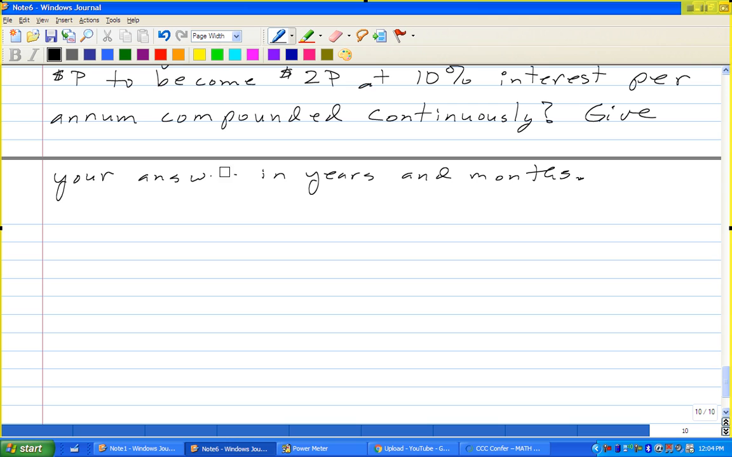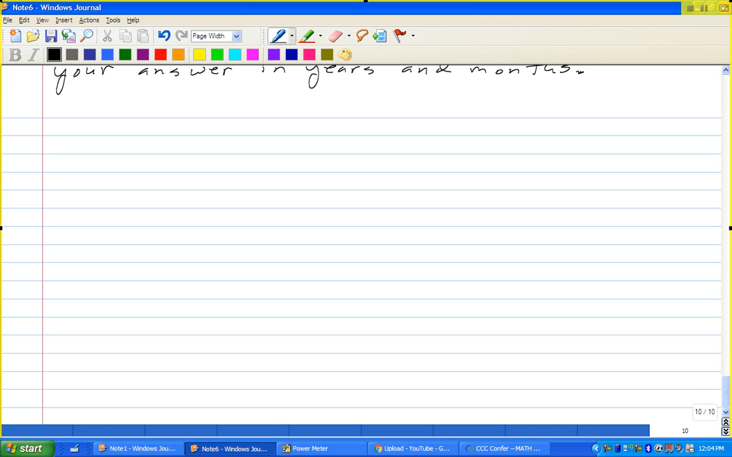Of course, we have a formula for the doubling time, but I'm not going to use that, even though I could have. So it's continuously compounded interest. A equals P e to the rt. A is 2P, P is P, r is 10%, which is 0.10, t is years, and we want to figure out how many years.